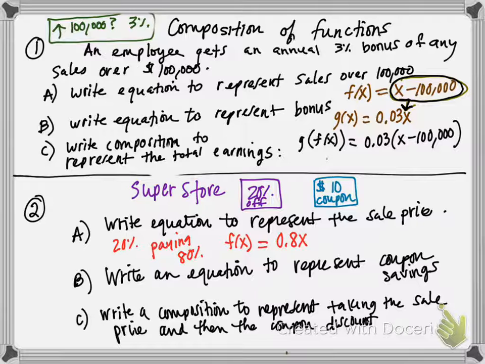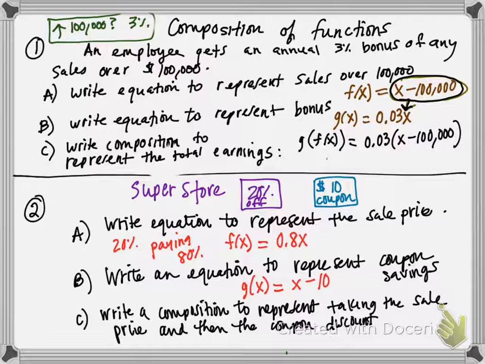For the second part, write an equation to represent the coupon savings. I'll call that g of x. Whatever the price is, you're going to be subtracting $10 from that because you have a $10 coupon. And then for this last part, we're going to be writing a composition to represent taking the sale price first and then the coupon discount after.